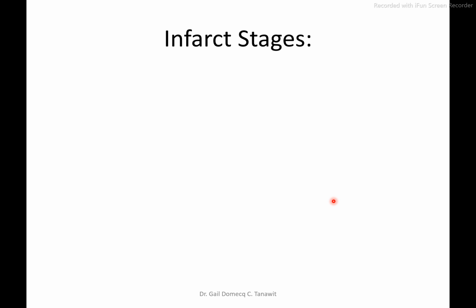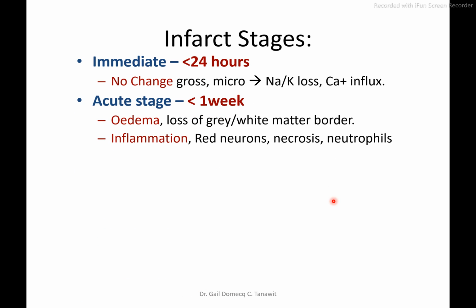So these are the infarct stages. When less than 24 hours, we won't see anything if you do an autopsy. So no changes, no gross or microscopic changes. On the cellular level, there would be sodium and potassium loss and calcium influx. Less than 1 week, that would be the acute stage. There would be edema, loss of gray and white matter border. There would be inflammation, red neurons, necrosis, and neutrophils.